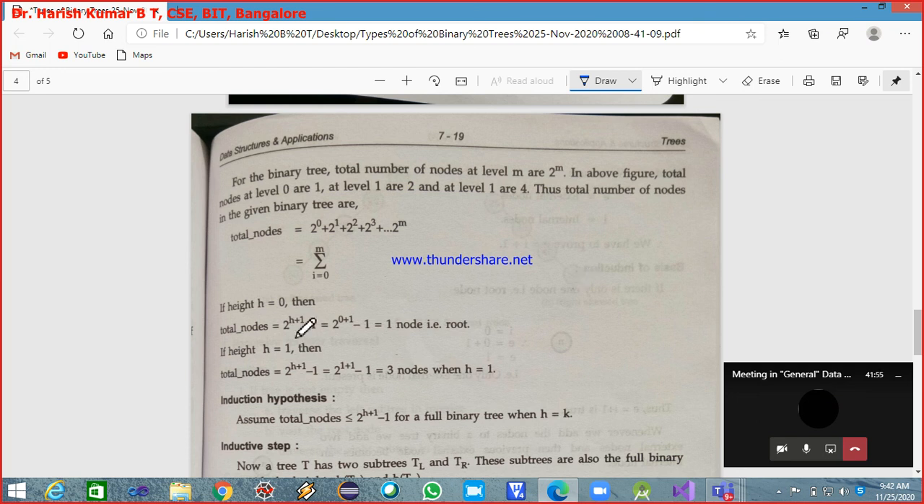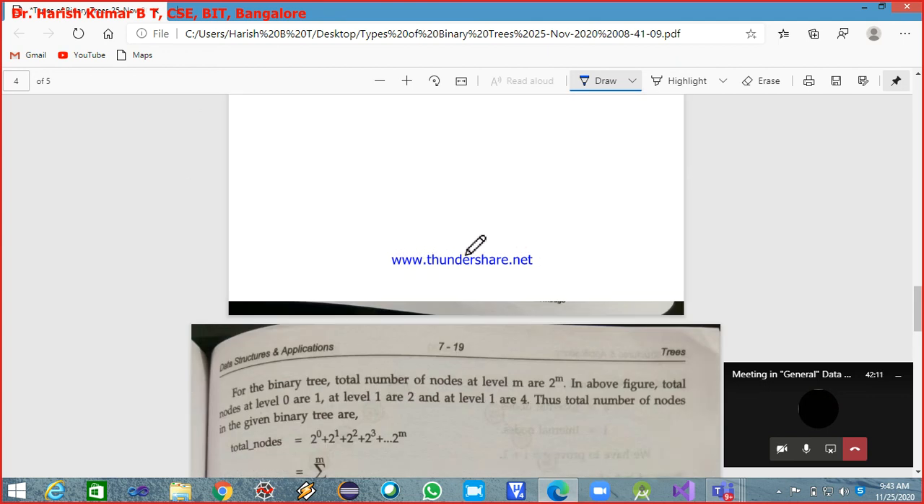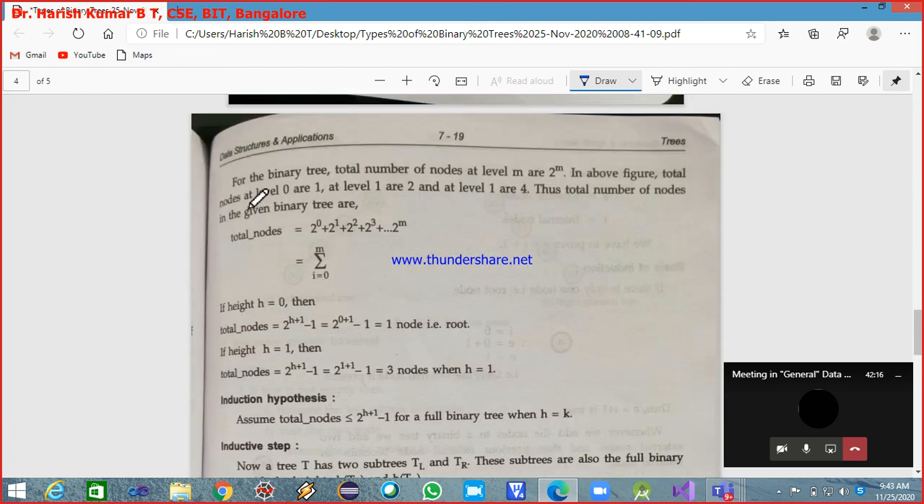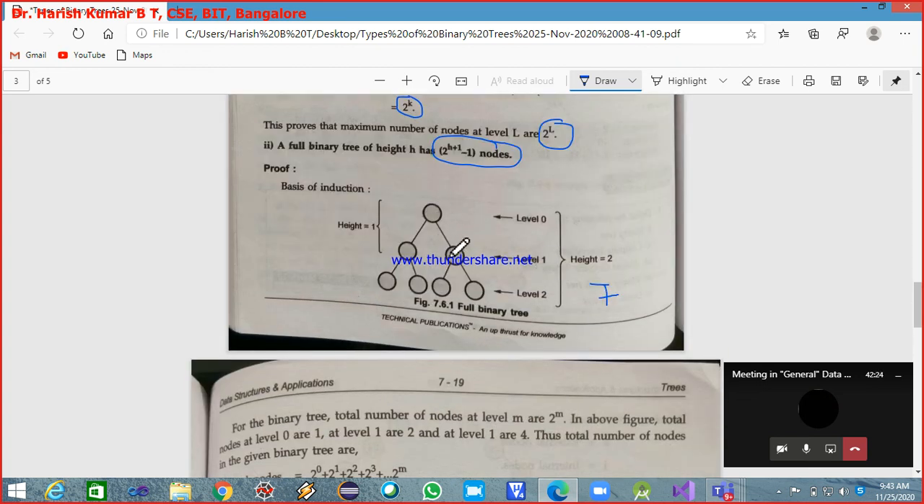Here the total number of nodes is equal to this. For a binary tree, the number of nodes at level m is 2 raised to m. In the previous figure, the number of nodes at level 0 is 1, at level 1 the maximum is 2, and at level 2 the maximum number of nodes is 4.